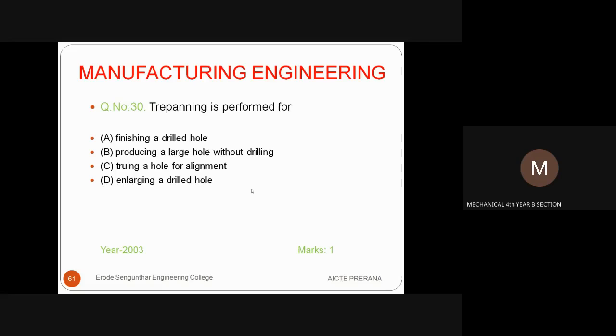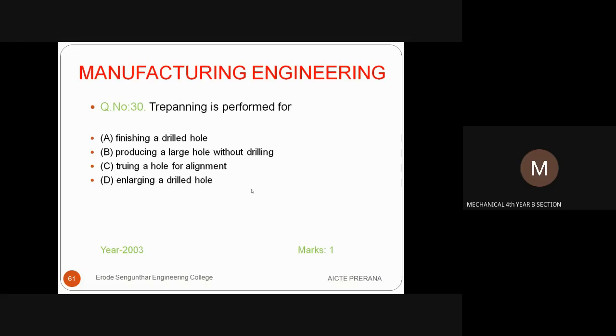First option is finishing a drilled hole. Second option is producing a large hole without drilling, and third option is truing a hole for alignment, and the last option is enlarging a drilled hole. Okay, so finishing a drilled hole. What does finishing a drilled hole mean?